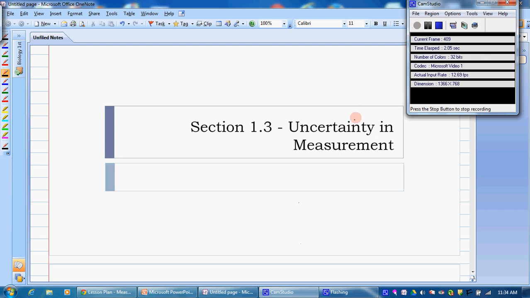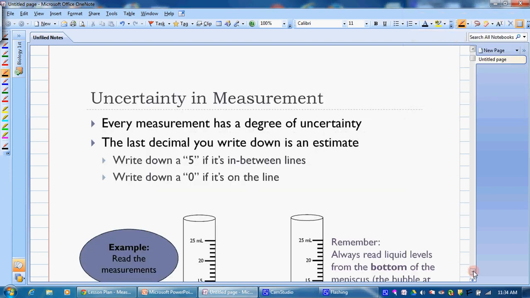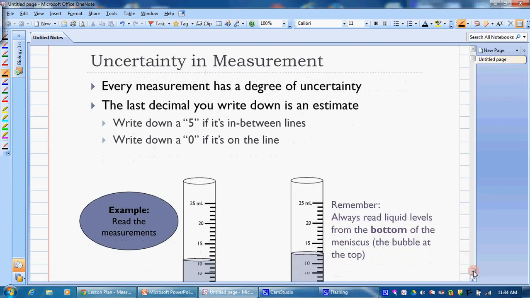Okay, this video is going to explain how we determine how many digits are in a measurement, how you measure correctly with both a graduated cylinder and a ruler, and how we make sure when we measure that we have the correct number of significant figures. There is some uncertainty in measurement. When people make measurements, we're not always going to be perfectly the same. Every measurement has that degree of uncertainty. The last digit you write down is always going to be your estimated digit.